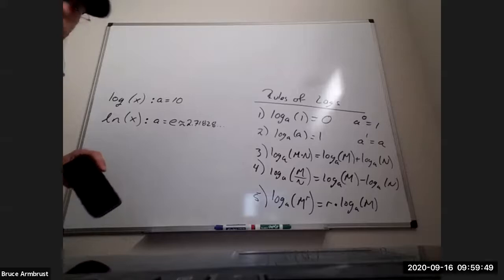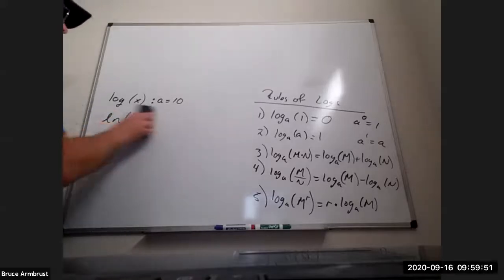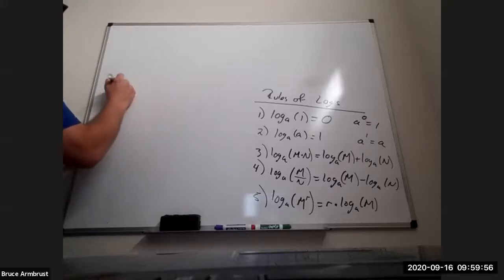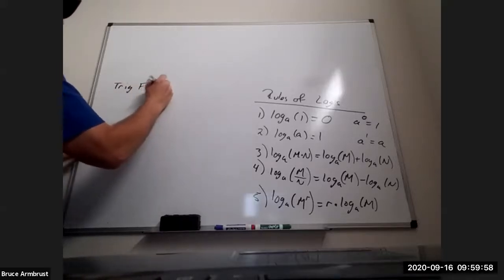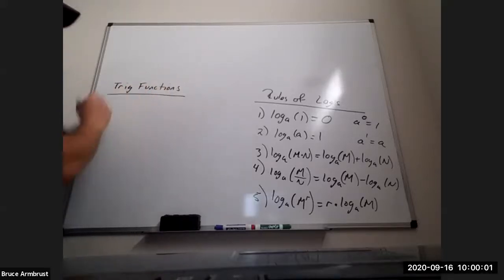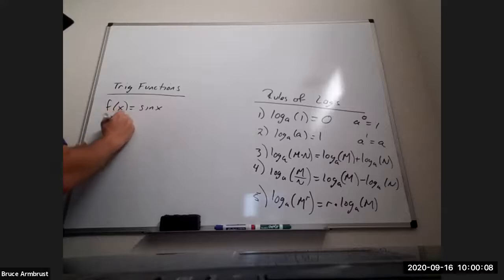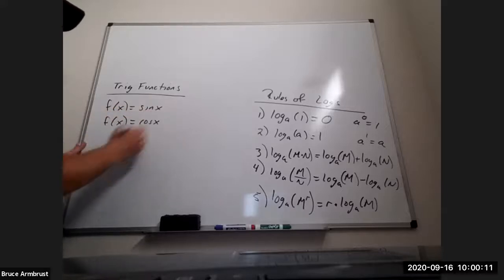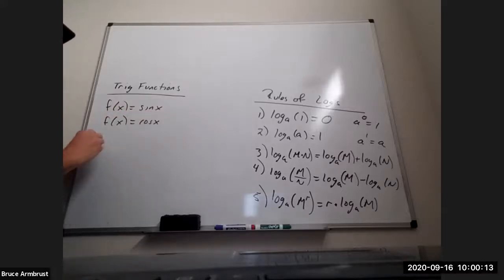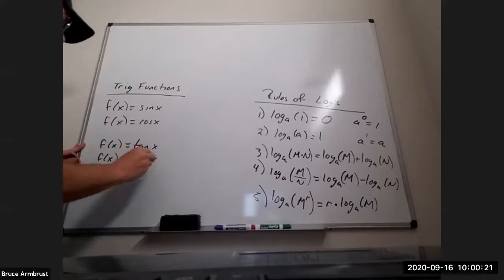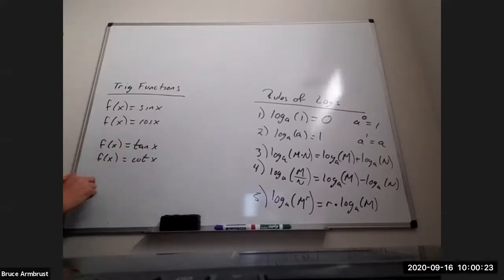All right, so the last little bit that we need to review from pre-calc are the trig functions. That's the other set of functions that we've got. And so I just want to remind you, there are 6 of them, right? There's sine of x, cosine of x. We also have tangent and cotangent. And then we've got secant and cosecant.